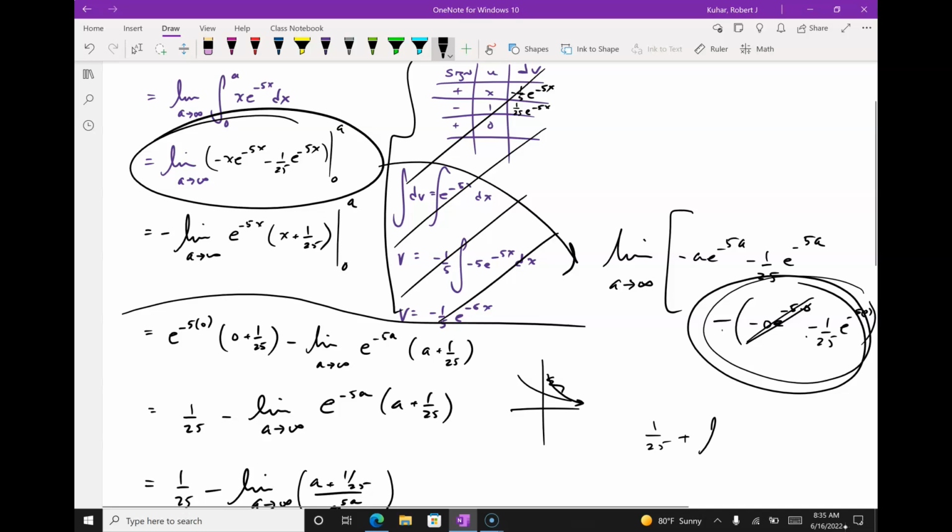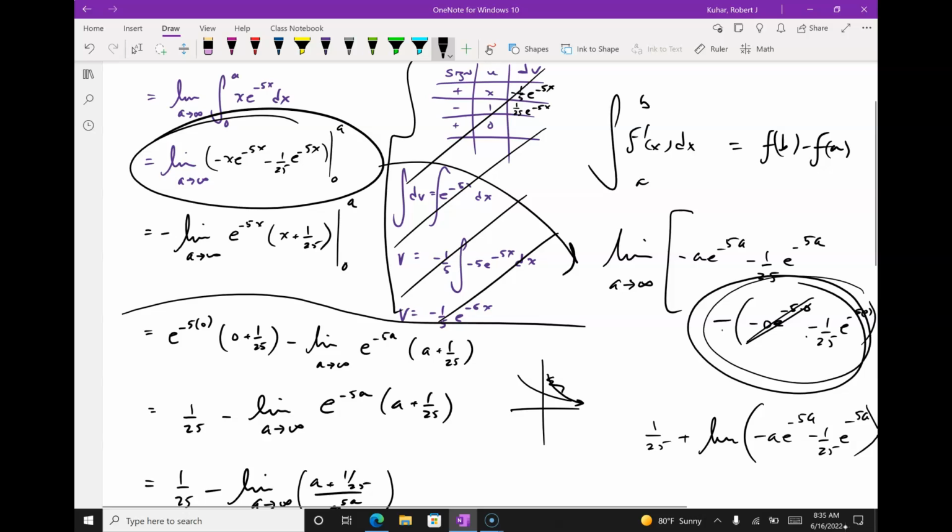And then I still have the limit of this negative a e to the minus 5a minus 1 over 25 e to the minus 5a. So I'm just cleaning it up as I do it. You don't have to do it. If it's going to confuse you, or if you're going to make a mistake, don't do it that way. Yeah, I know I'm getting an f of b minus f of a when I do an integral, right? The integral of f prime of x dx from a to b is f of b minus f of a. So I'm just picking which one I want to evaluate first.